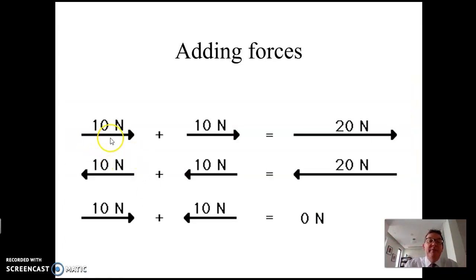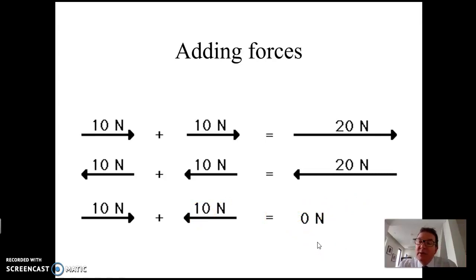Okay, so here's an example of adding forces. If I've got a force of 10 newtons to the right, and I add it to a force of 10 newtons to the right, I'm going to have a force of 20 newtons to the right. If I have a force of 10 newtons to the left, plus a force of 10 newtons to the left, I've got a force of 20 newtons to the left. And this is the one where it's important to be a vector. If I have a force of 10 newtons to the right, and then add a force of 10 newtons to the left, they will cancel each other out, just like a tug of war where the teams are pulling with the same force. So the resultant force is 0.